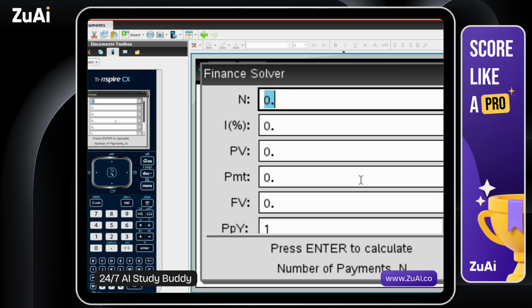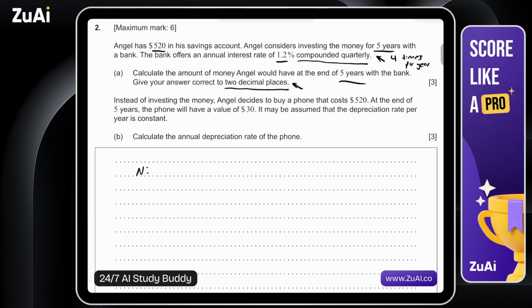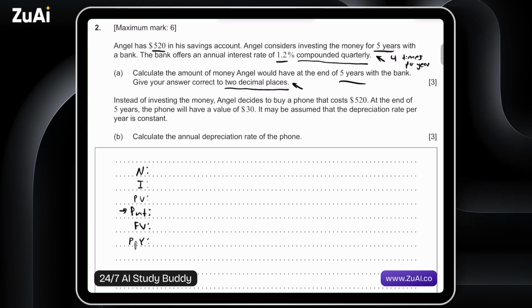So here's our finance solver. I'm just going to use this to write out each of these values on the page. So we have N, I, PV, our present value, PMT, the payments, FV, the final value, and then we have PPY, payments per year. So our payment is the size of the payments we're making. CPY is compounding periods per year, and then the very last one is payment at. So when are the payments being made? Okay, so let's work this out using the financial solver, and then we'll use the compound interest formula.